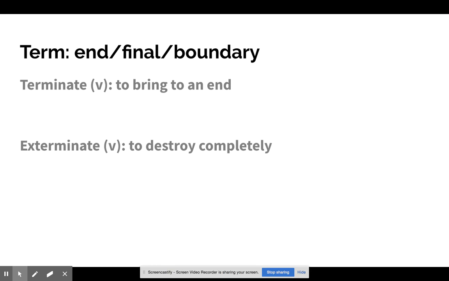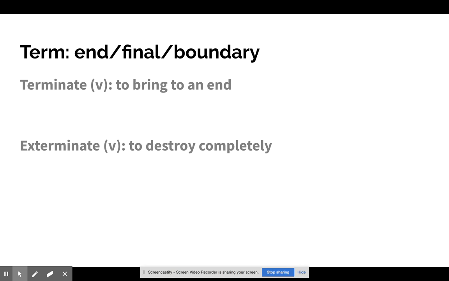Your next root is term, which means end or final or boundary. If you think about a terminal in an airport or the adjective terminal, which refers sometimes to diseases, then you get the idea of why it means end or final or boundary. When we talk about terms in school, they're referred to that because usually it's the final thing that you do to wrap up a term.